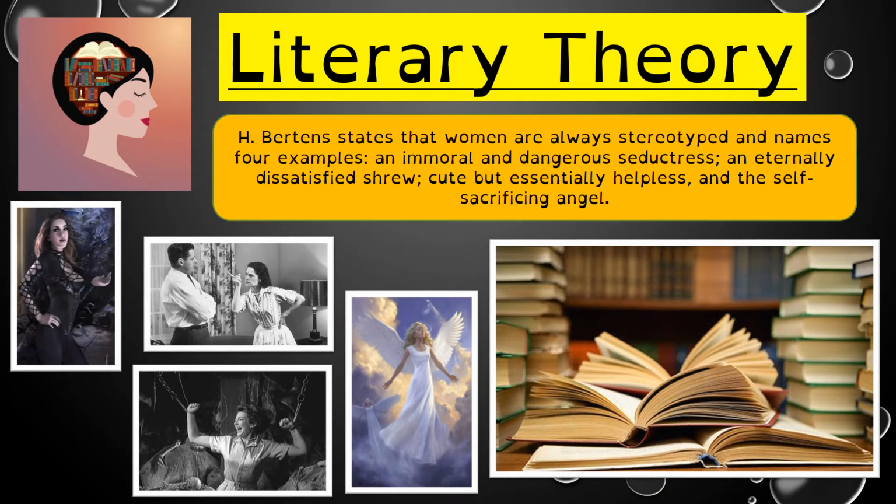They are the eternally dissatisfied shrew, meaning they're the bad-tempered, aggressive, controlling female in the text that is not perhaps liked very well. They are cute but essentially helpless, so the very attractive, beautiful women, but they can't do anything for themselves. They need the man to come along and rescue them. And the self-sacrificing angel, the pure, perfect, angelic woman who ends up getting sacrificed because she was too innocent to do anything. So he comes up with these four different possible ways that women are presented.